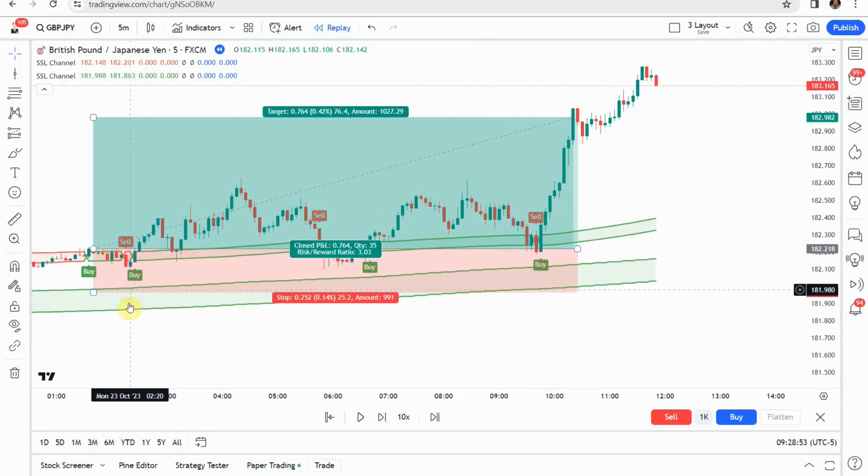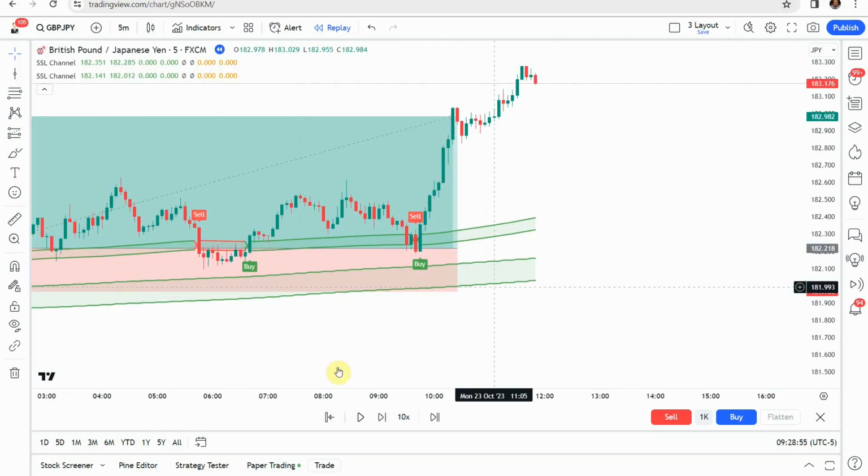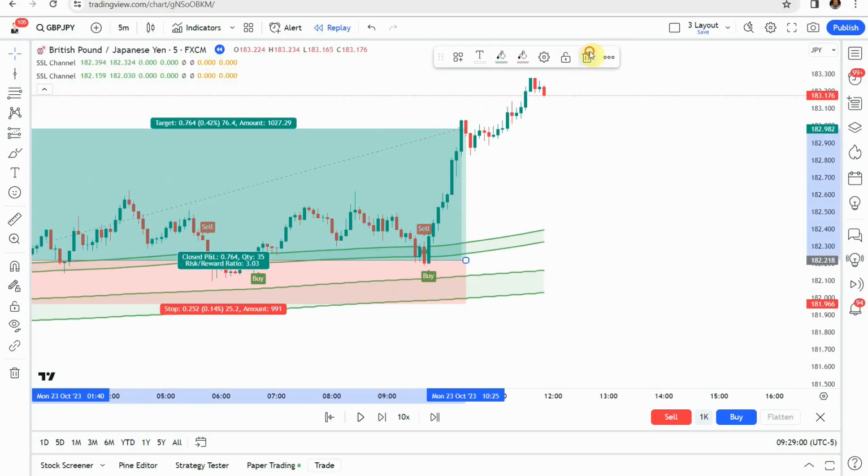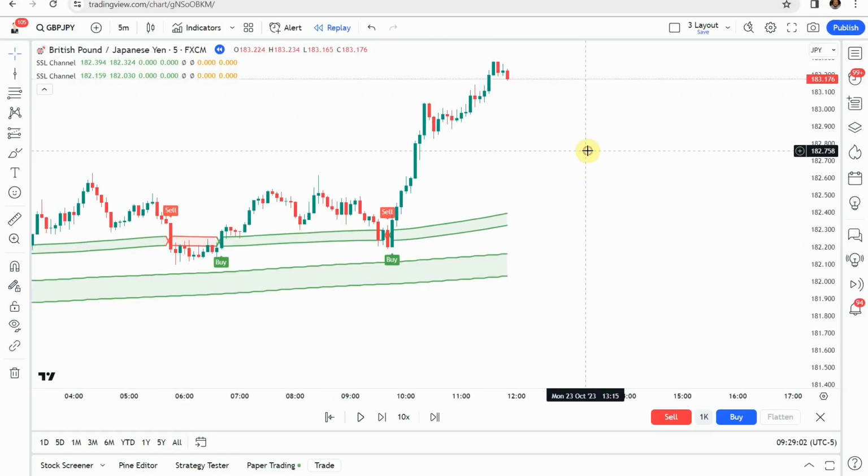All right, so you see there that we just kind of bounce around for a while. Then eventually we make this nice spike right straight up, which does come up and get us to our take profit. Let's go ahead and look at a short trade now.